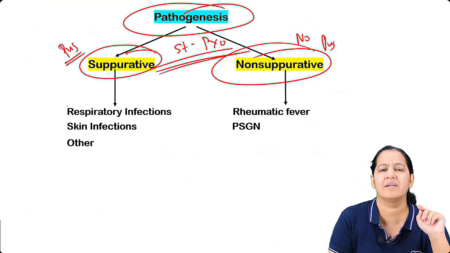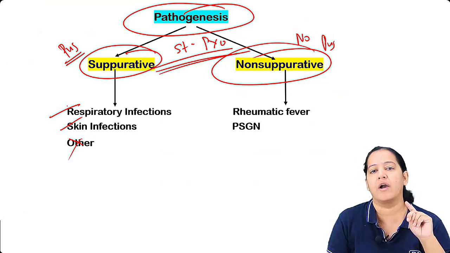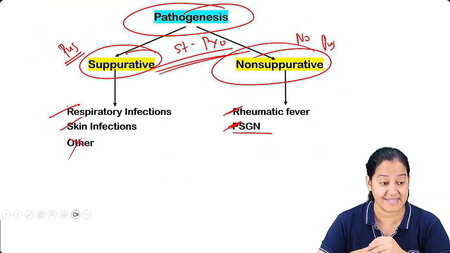Others are not that important. So here 2 are respiratory and skin. And here 2 are rheumatic fever and PSGN, post-streptococcal glomerulonephritis. I will explain all 4. Can I start?